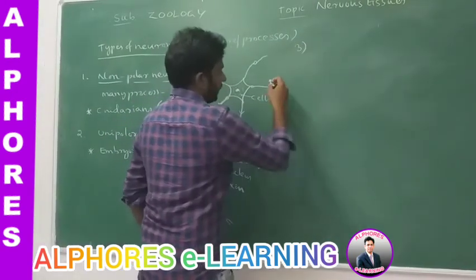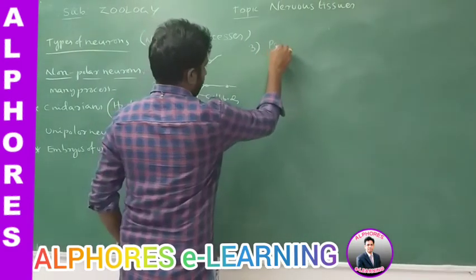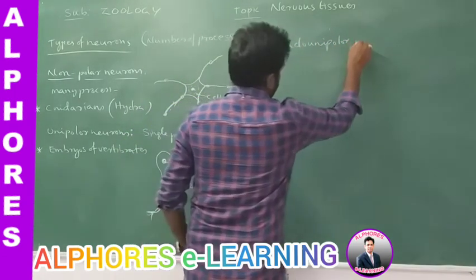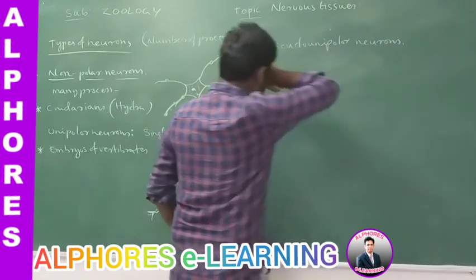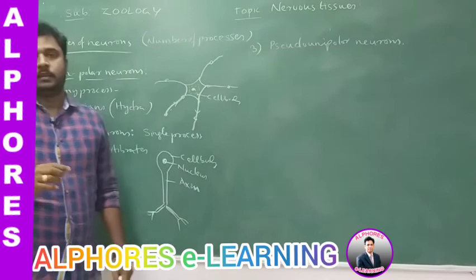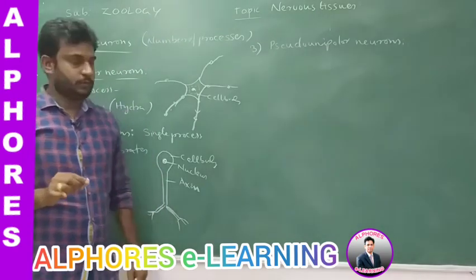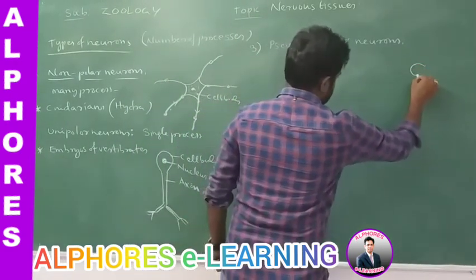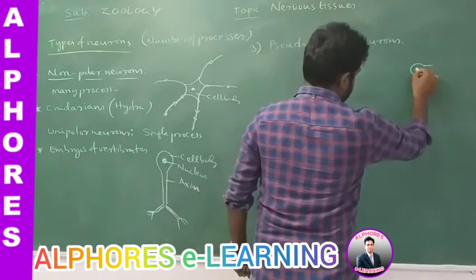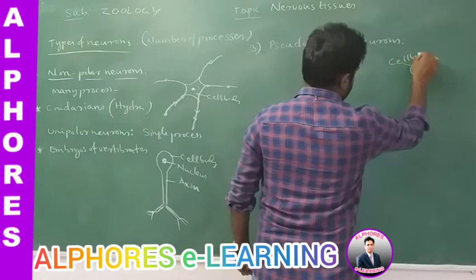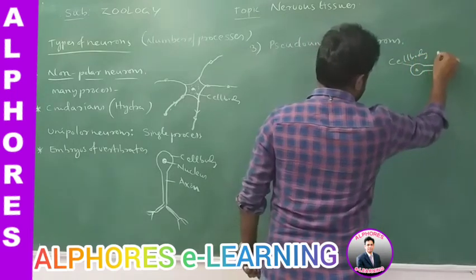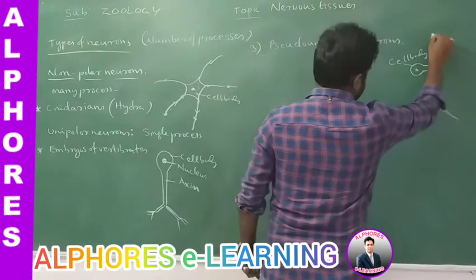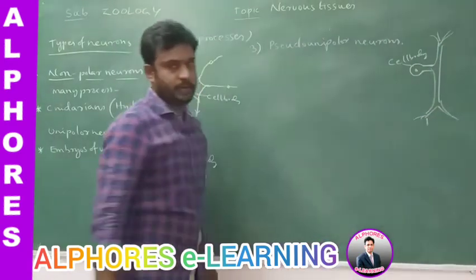Next, the third type of neurons are the pseudo-unipolar neurons. Pseudo means false, and unipolar means single process, so pseudo-unipolar means a false single process. They are having two processes. This is the cell body. From the cell body, one process arises, and that single process splits into two branches.